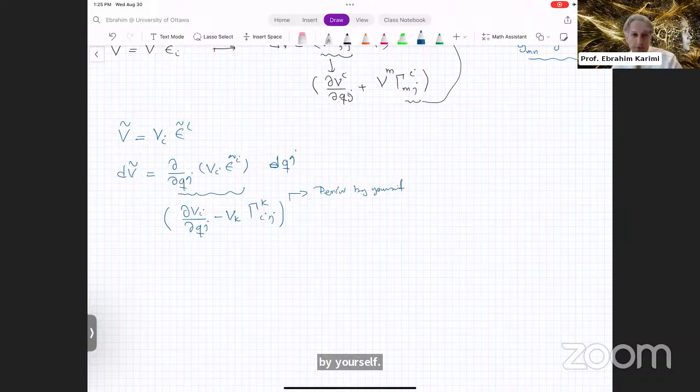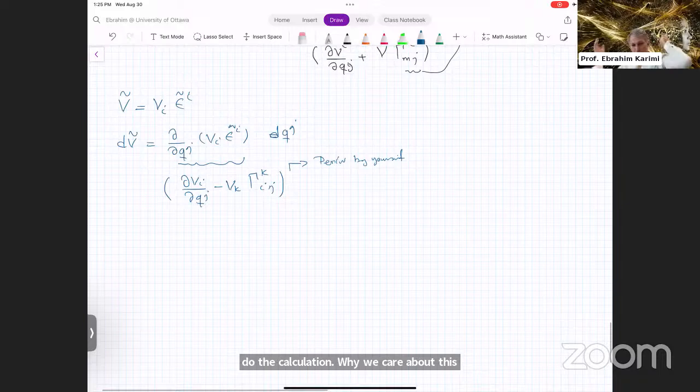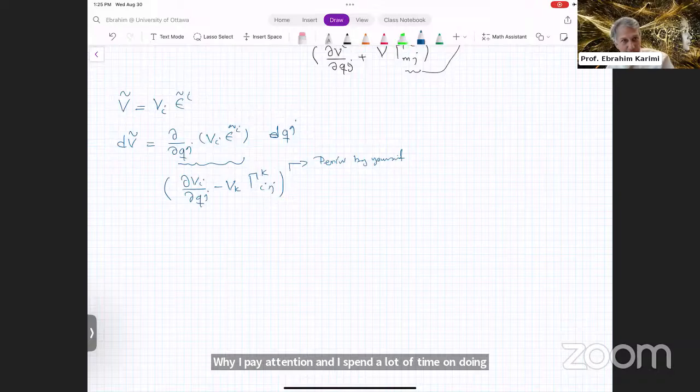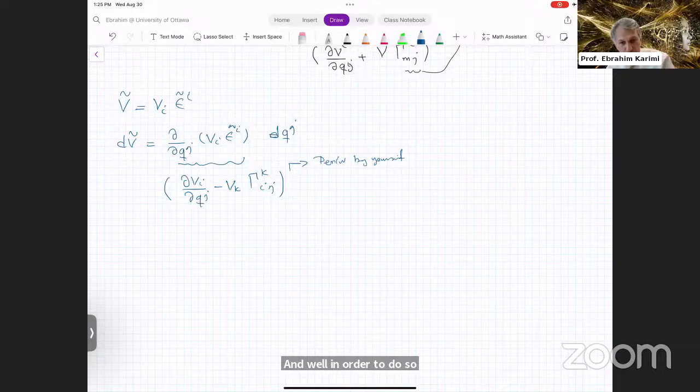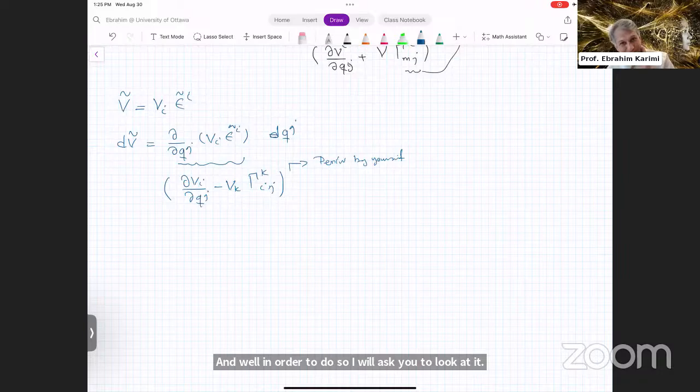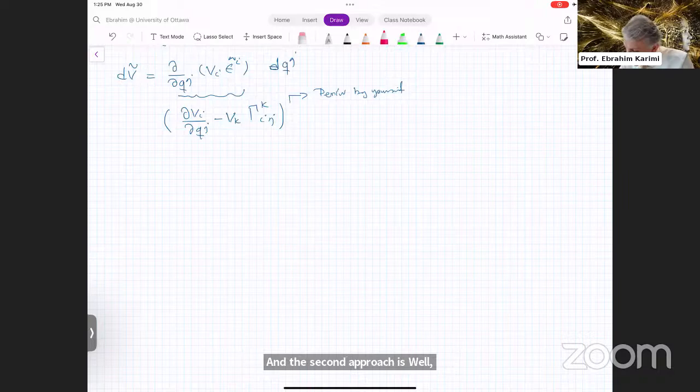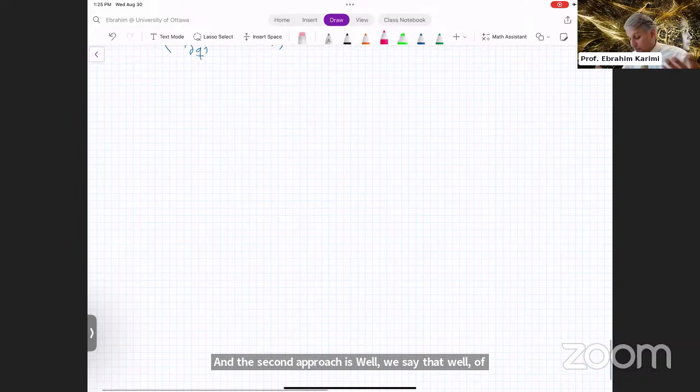So is there another kind of derivative for which you do the calculation? Why do we care about this, guys? Why do I pay attention and spend a lot of time on these kinds of calculations? That can be a valid question that people may ask. In order to answer it, look at the second approach, which I did not go through. Of course, you can take a vector and take its derivative, but why do we care? Because of the concept of the divergence.